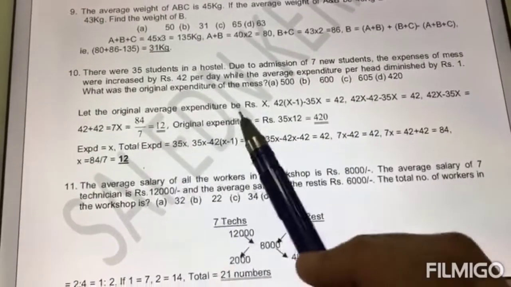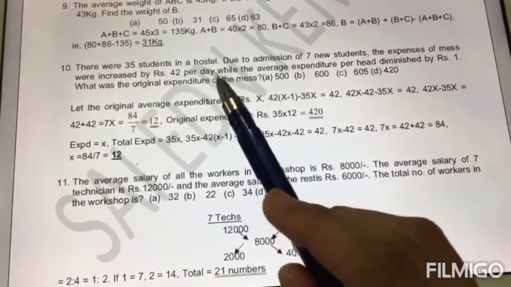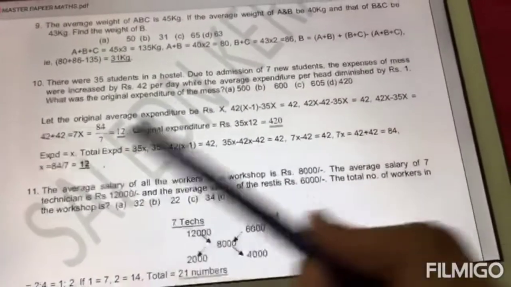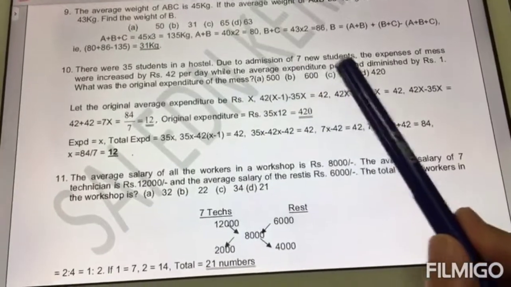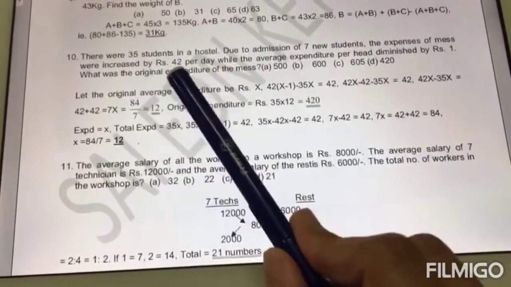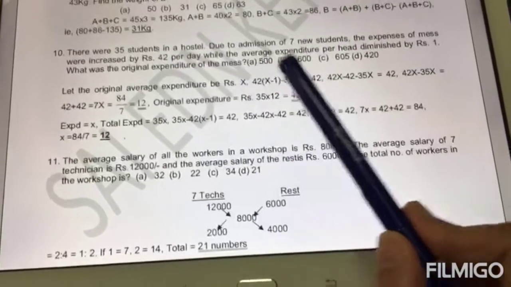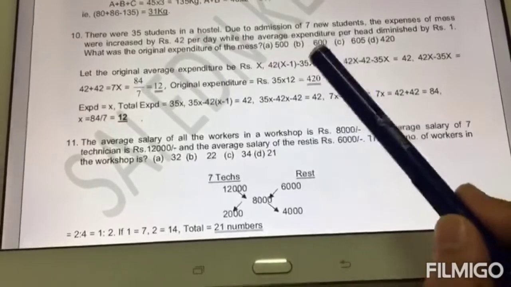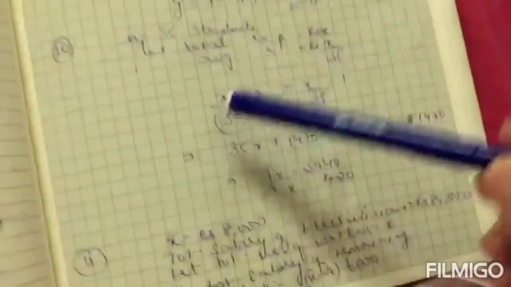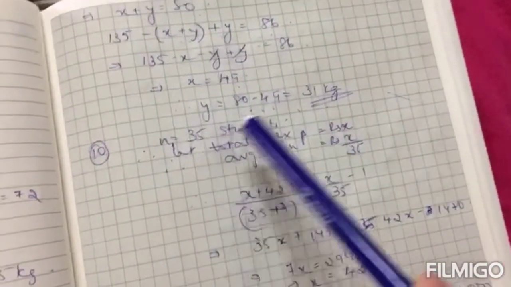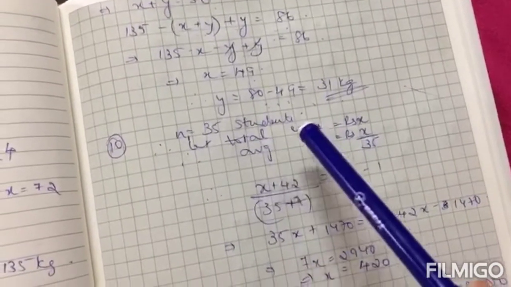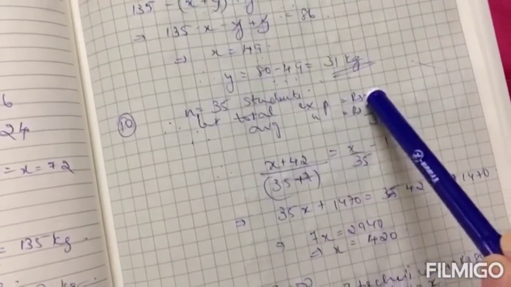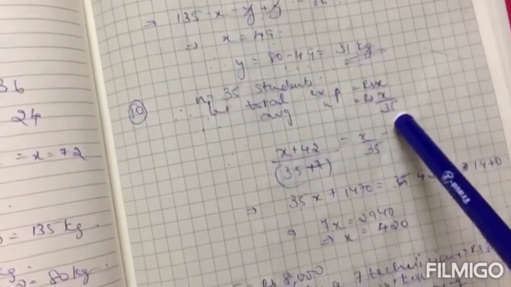Okay. Now number 10. There were 35 students in a hostel. Due to admission of 7 new students, the expenses of the mess were increased by 42 rupees per day, while the average expenditure per head diminished by rupees 1. What was the original expenditure of the mess? It's very simple. So, N is equal to 35 students. Let original or total expenditure be equal to rupees X. Therefore, average expenditure is total expenditure divided by number of students, X by 35.